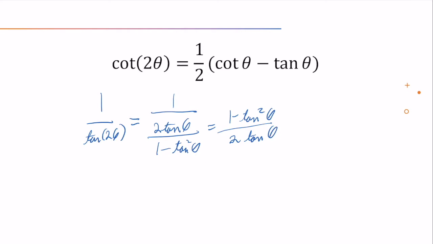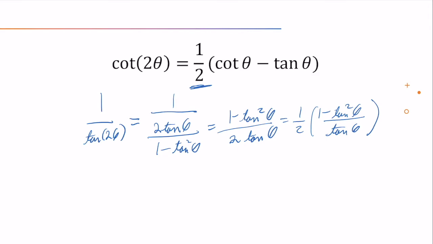Next thing I'm going to do is pull out a fraction of 1 half. We'll pull out that 2 from the denominator, really. So I've got 1 half times 1 minus tan squared theta over tan of theta. All right, so we're almost there. We've got this 1 half part.